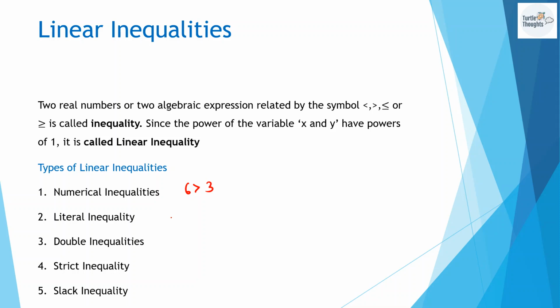Literal inequality would be if I have any variable, for example, a plus b is greater than c, something like this. Double inequality is when we have inequalities on both sides. I can write it this way: 6 is less than 10, and 10 is less than 15. I have two inequalities over here. This is called double inequality. Strict inequality would be when I have only greater than or less than. Slack inequality would be whenever I have greater than or equal to, less than or equal to. So these are the types of inequalities that we will be studying. Anyway, you need not know about the types, I have just given them for your information.